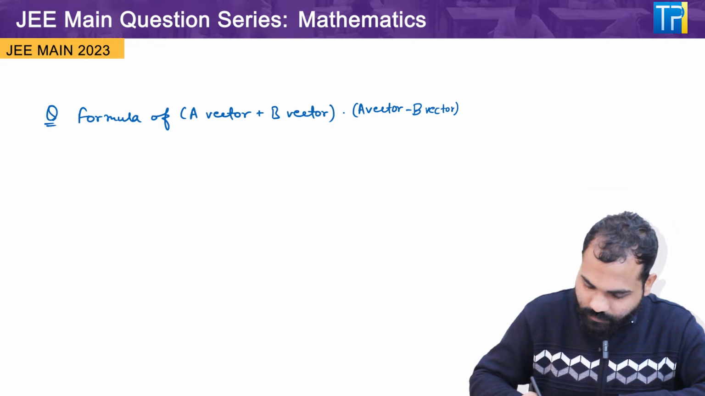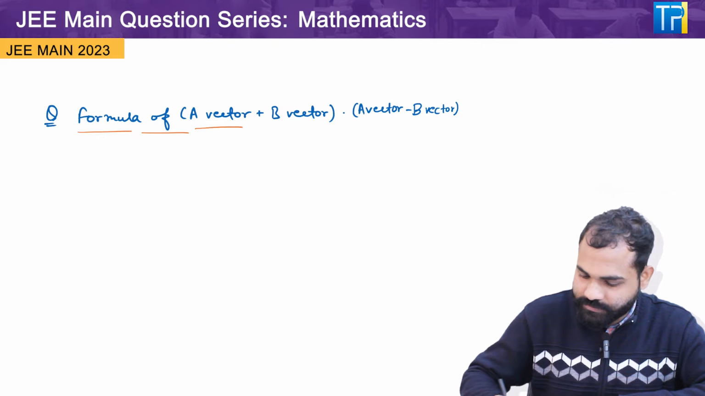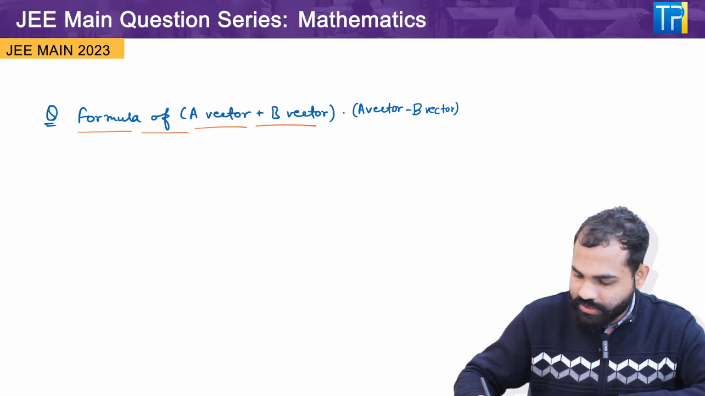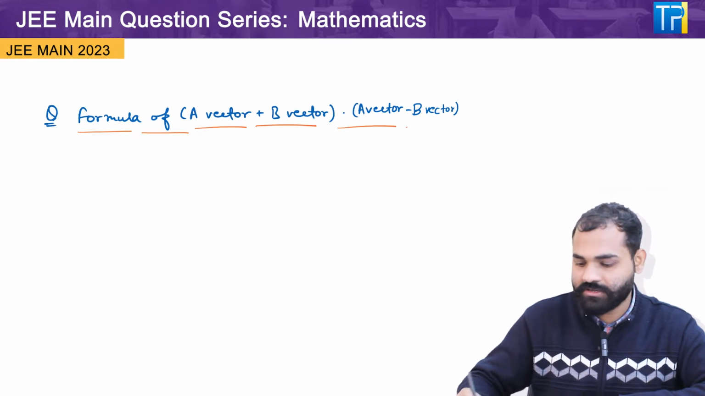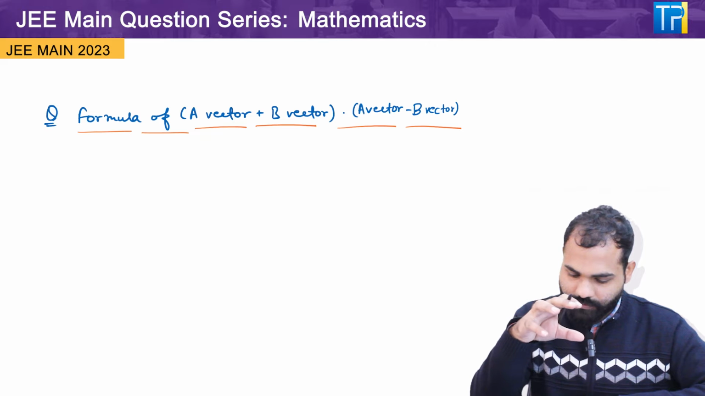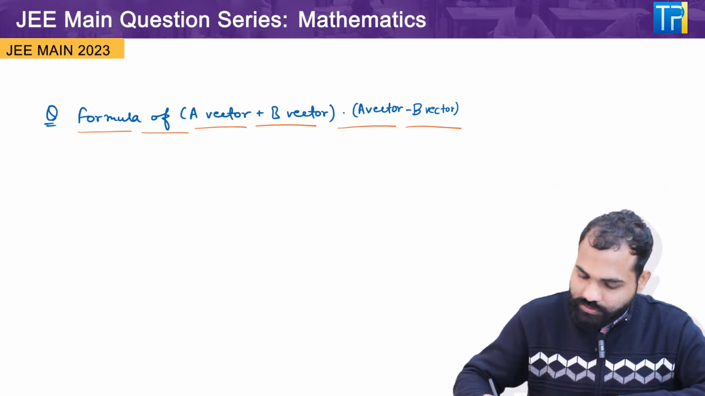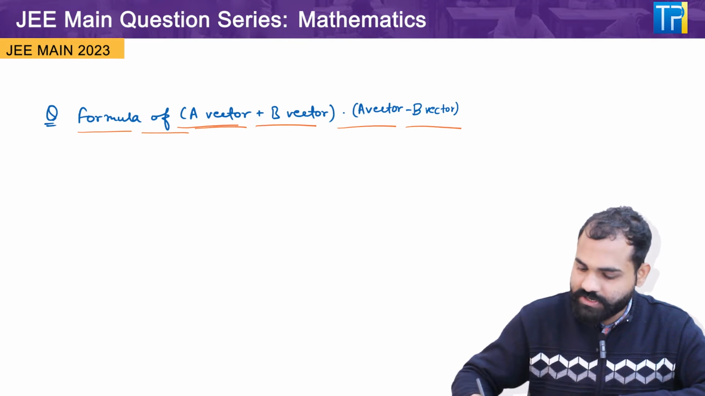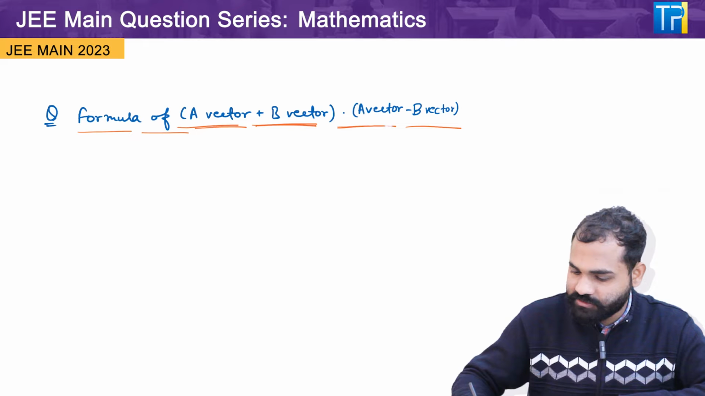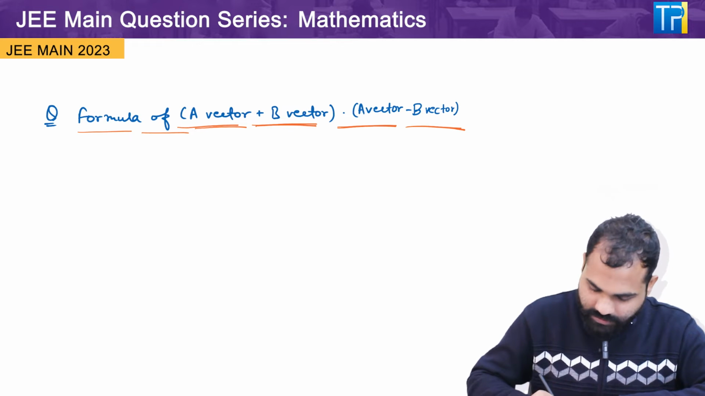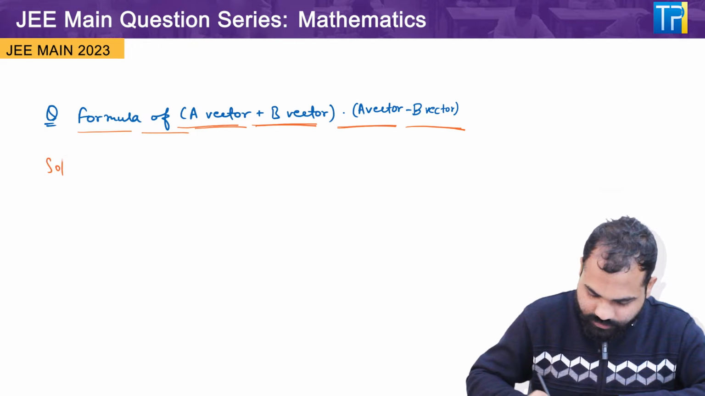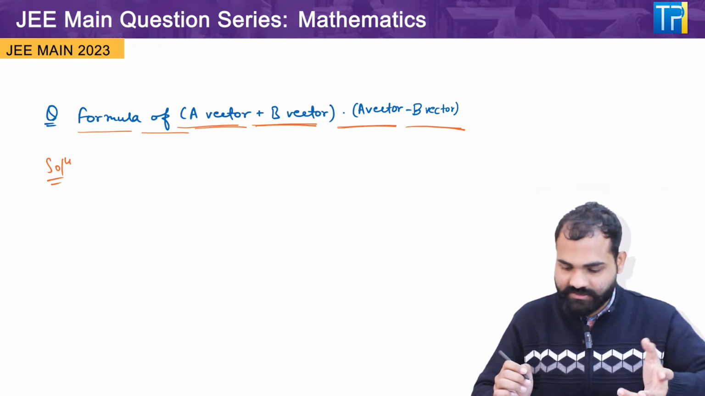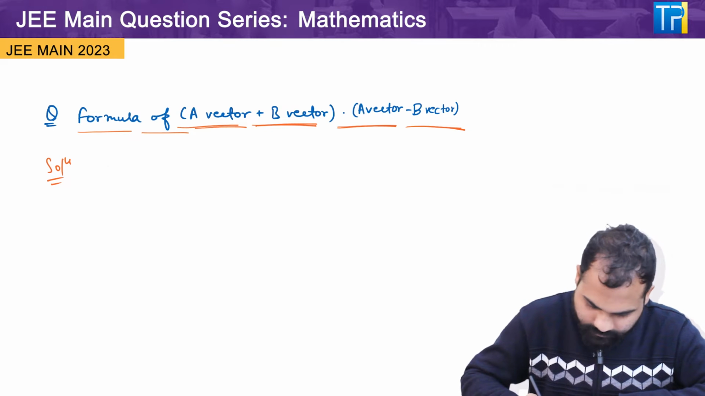The question is the formula of a vector plus b vector dot a vector minus b vector. So basically we have to do the dot product of a vector plus b vector dot a vector minus b vector. Okay, so if we solve this question, this is basically and simply a dot product.